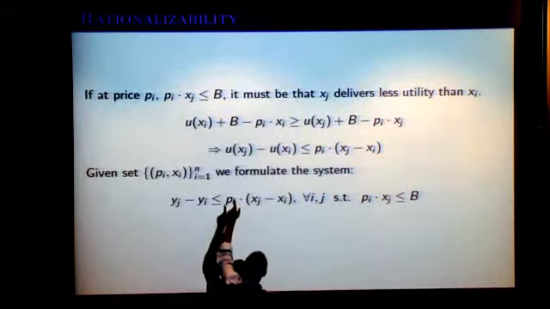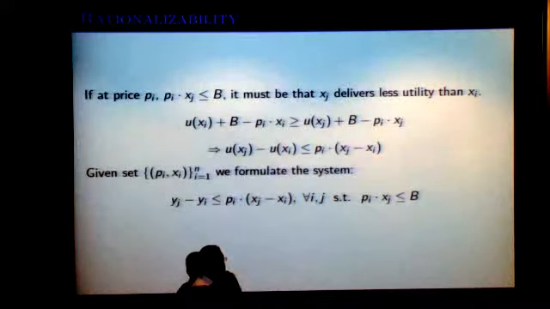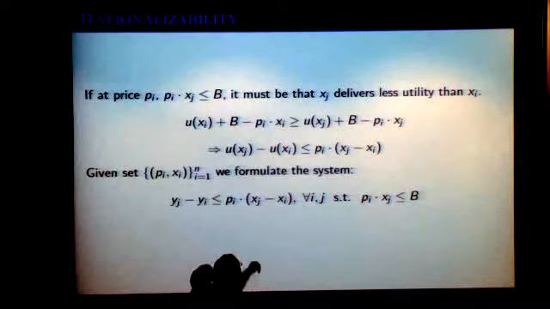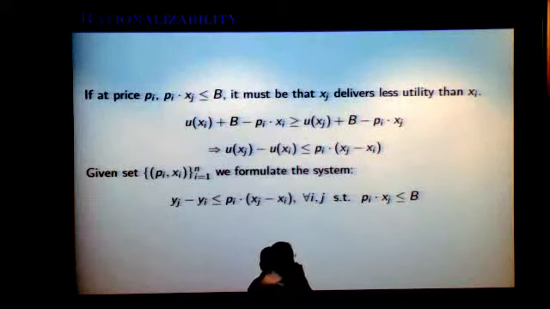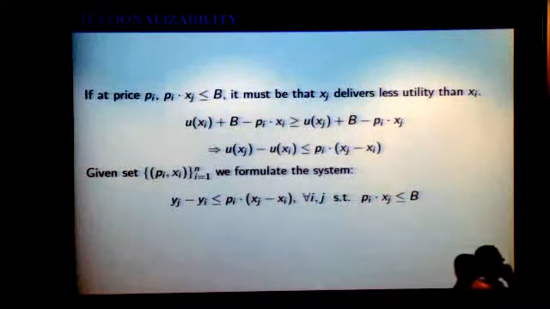Right, so notice what I have. I have the utility for your bundle xi. What is b minus pi xi? It's the money left over. That has to be more than your utility from consuming bundle xj, plus the money left over if you decided to consume the bundle xj.